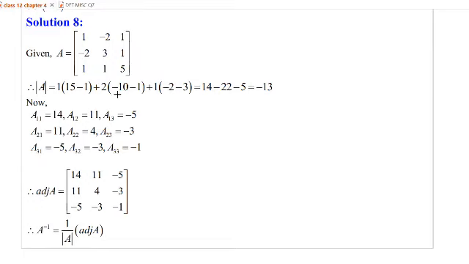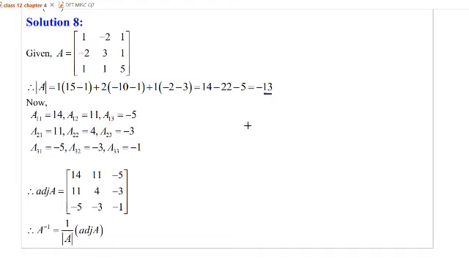From any side, if you find it, it is the same, so I'll choose row 1. First I wrote 1, then plus 2 by changing the sign. Hiding this 1 by row and column, I'll get 15 minus 1, that is 14. Hiding this 2 by row and column, I'll get minus 10 minus 1, that is minus 11. Hiding this 1 by column and row, I'll get minus 2 minus 3, that is minus 5. And now 14, and minus 11 into 2 is minus 22, and minus 5. On calculating, we'll get minus 13 as determinant A.